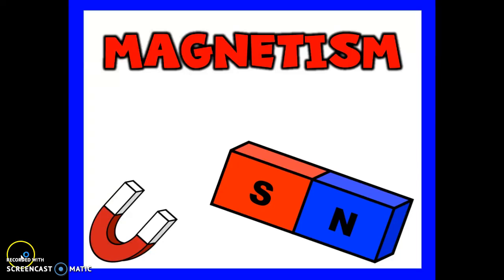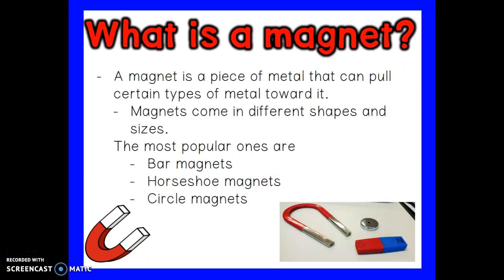Hello students, today we will learn about magnets. You will learn what a magnet is, what magnetism is, what a magnetic field is, and how we can destroy magnetism. A magnet is a piece of metal that can pull certain types of metal toward it.